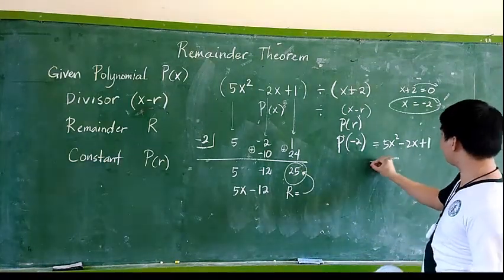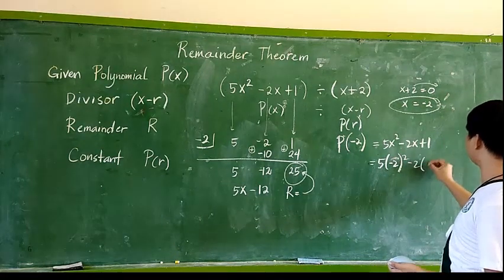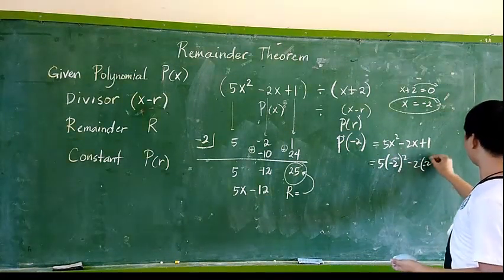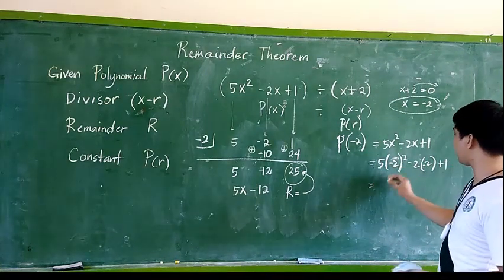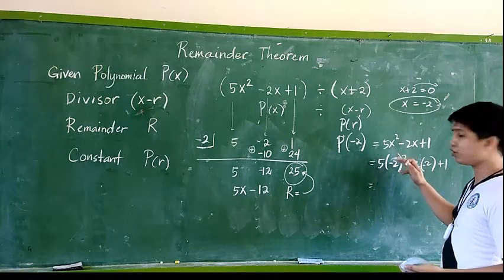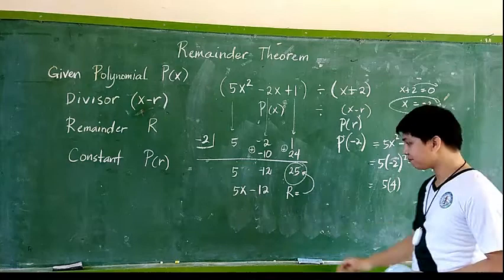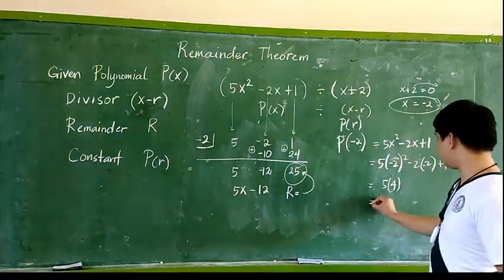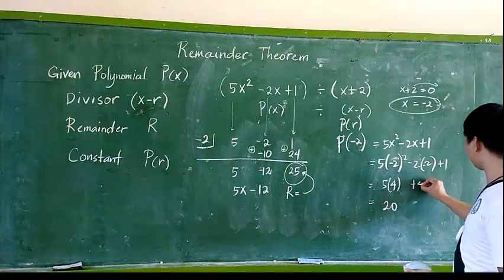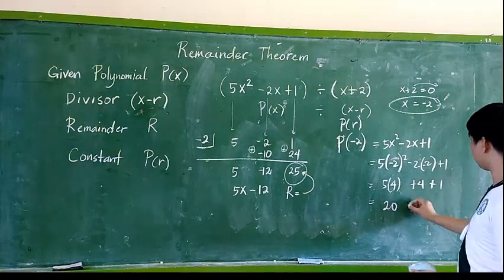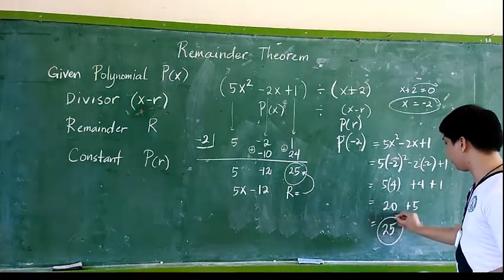And this will become 5 times negative 2 squared, minus 2 times negative 2, plus 1. Square first: negative 2 times negative 2, squaring negative 2 gives positive 4. You multiply it by 5, that's 20. Negative 2 times negative 2, that's positive 4, plus 1. So this is plus 5, and that is equivalent to 25.